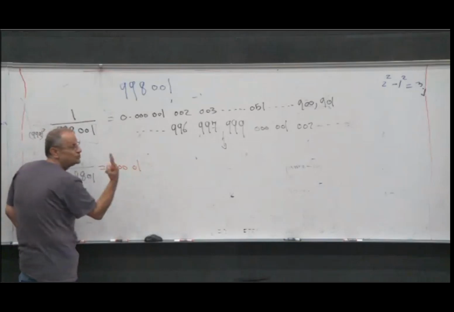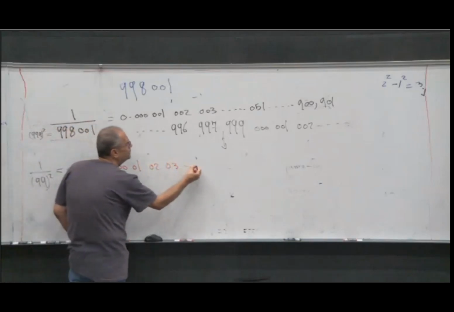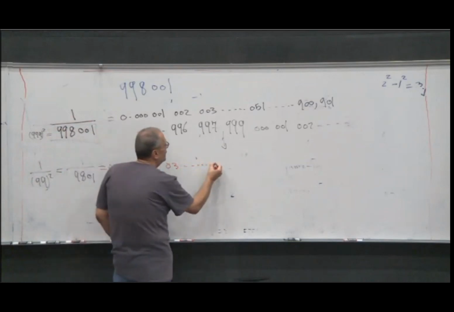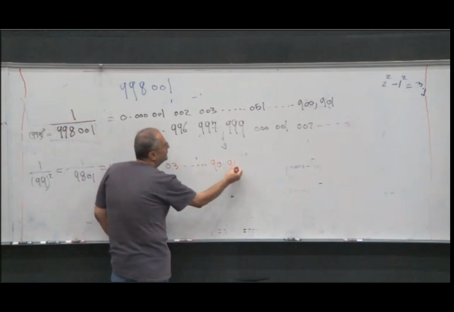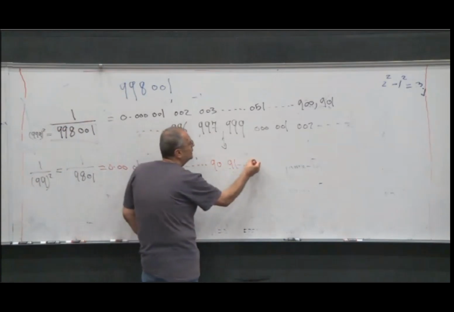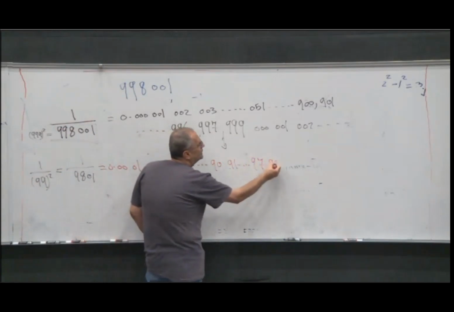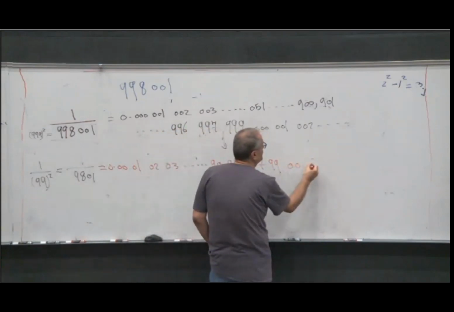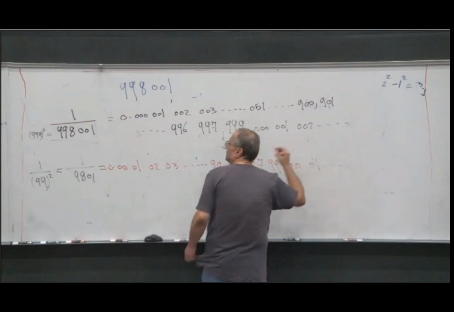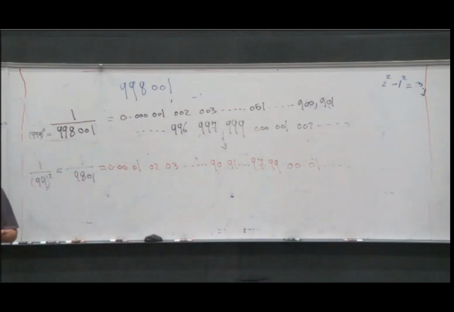So this number will be 00, 01, 2-digit, 02, 03, keep going, 90, 91, and then keep going, 97, 99. And then it's going to repeat itself, 00, 01, and so on. Okay, what are you going to ask me now?